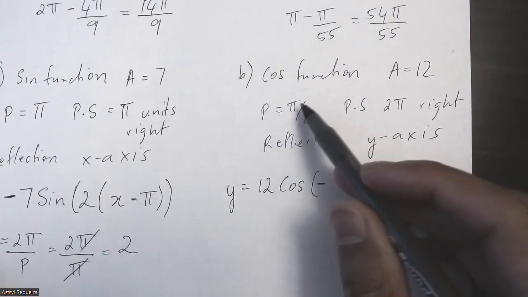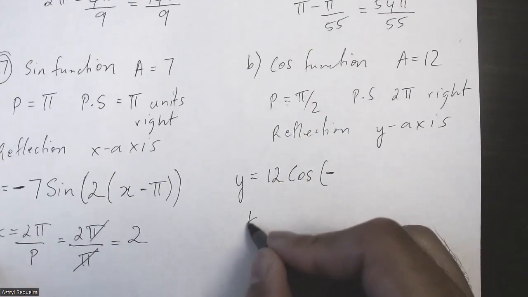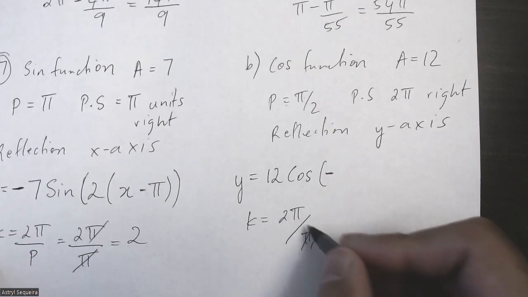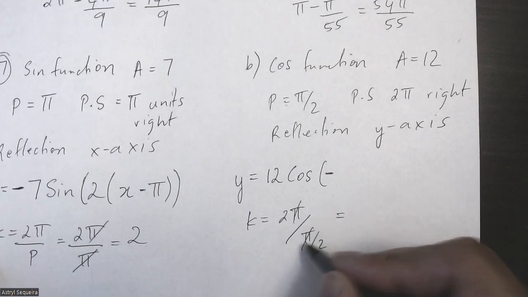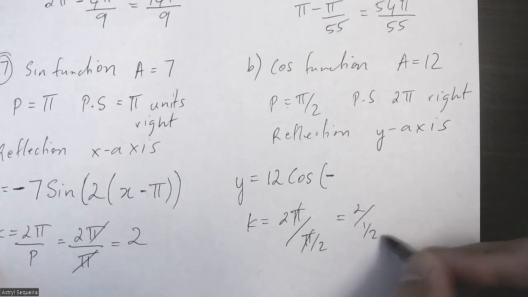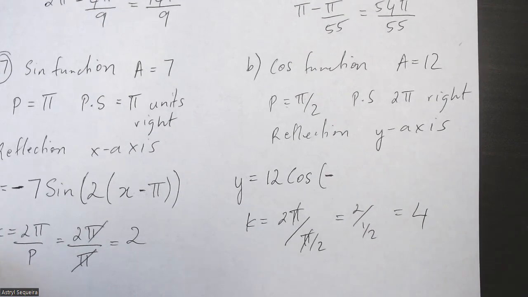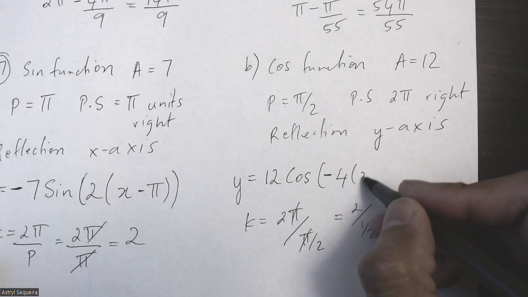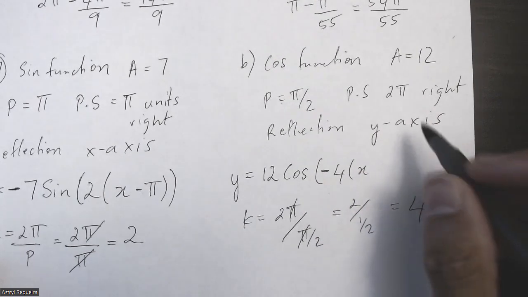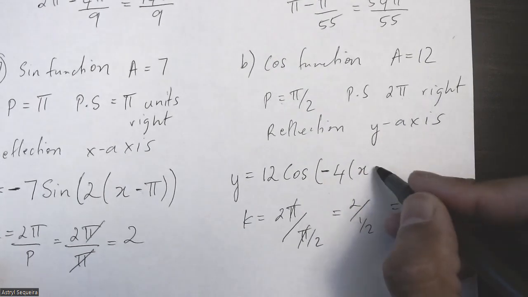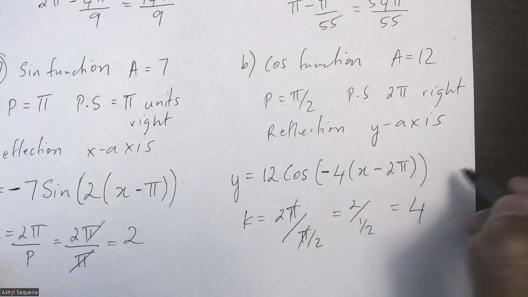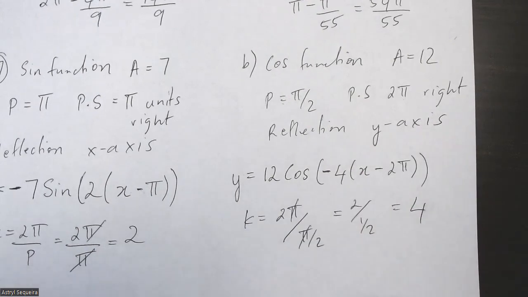We have a period of pi over 2, so I can calculate my k value. It's 2 pi divided by pi over 2. Pi and pi cancel, so that's 2 divided by 1 over 2, which is just 4. So we have a k value of 4. My phase shift is 2 pi units to the right, so x minus 2 pi. And there's no equation of axis, so that is my formula for this one.